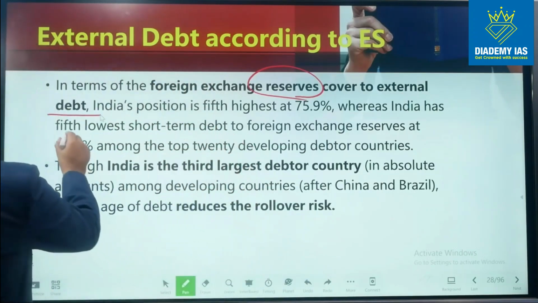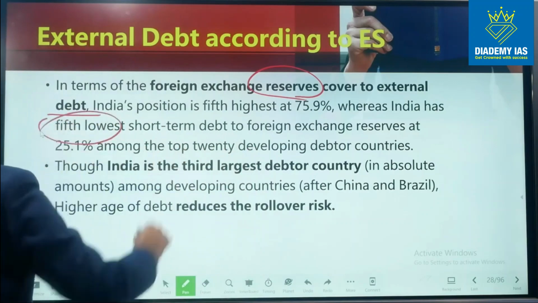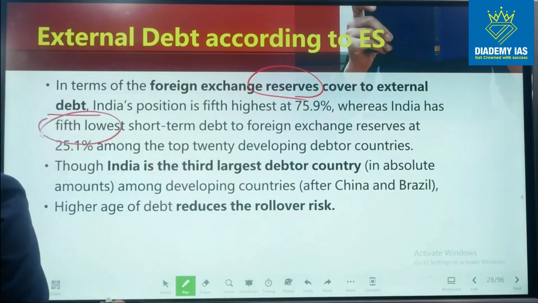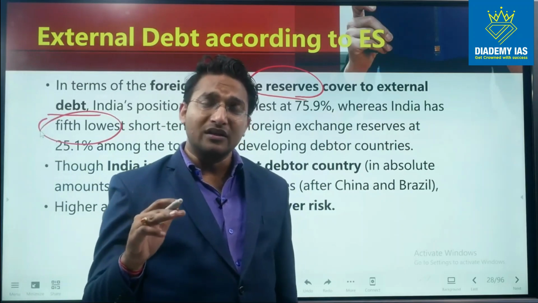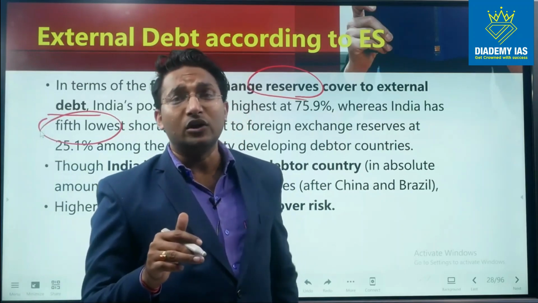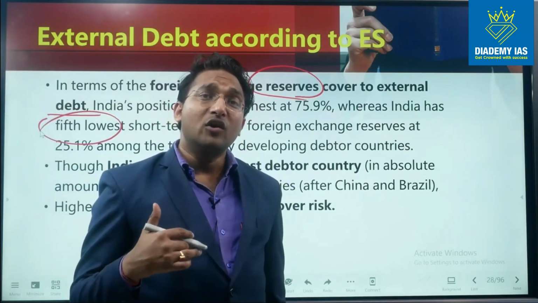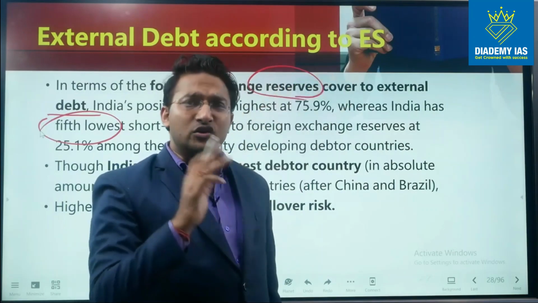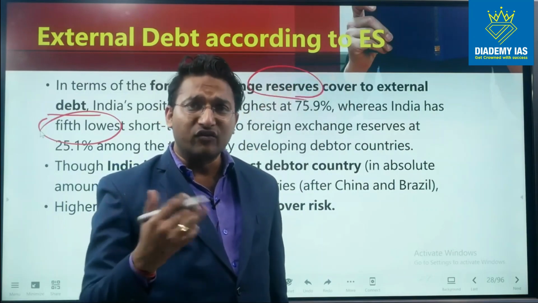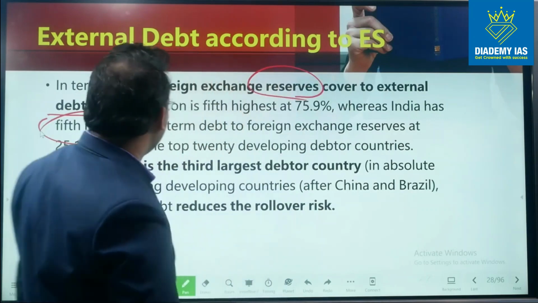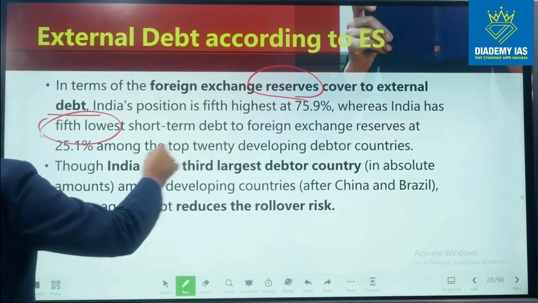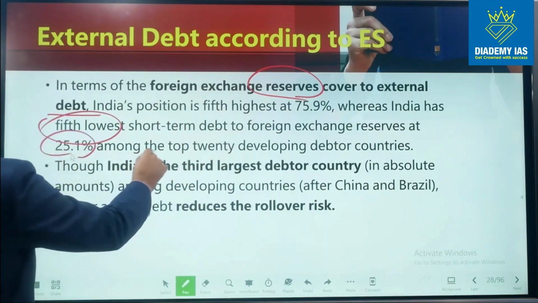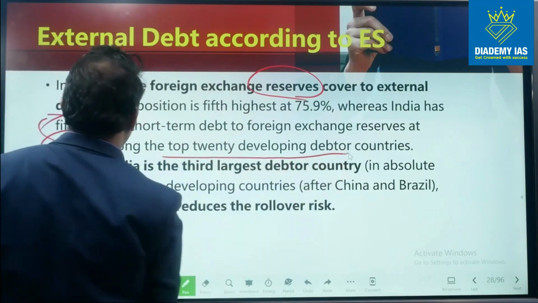Whereas India has the 5th lowest short-term debt to foreign exchange reserves. So our short-term debt is low, which is good news, because if the short-term debt is low, that means in the short term we do not need to repay anything. That means our loan is for the long term. That means there is no reason to worry. We do not need to arrange the foreign exchange in a short period of time, at 25.1% among the top 25 developing debtor countries.